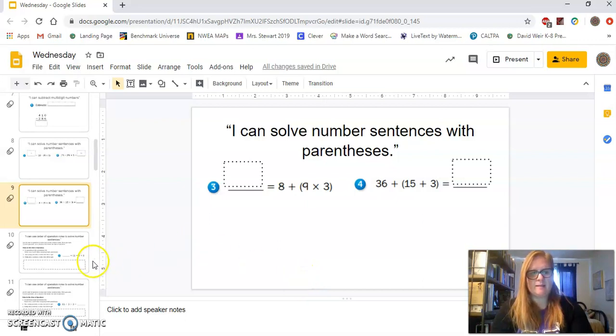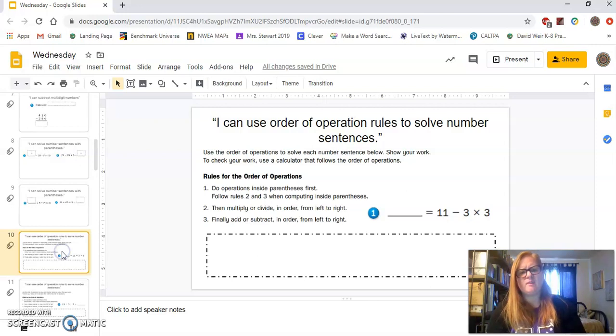Hello and welcome back. Okay, so you should have now solved a couple of these problems. Now, here's the next one for our review. I can use order of operation rules to solve number sentences.